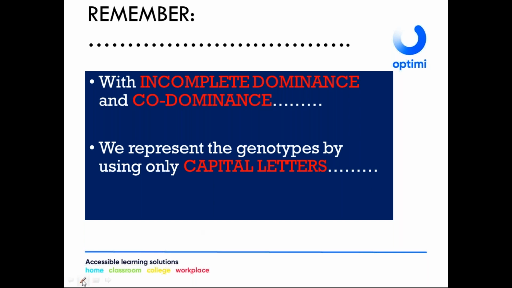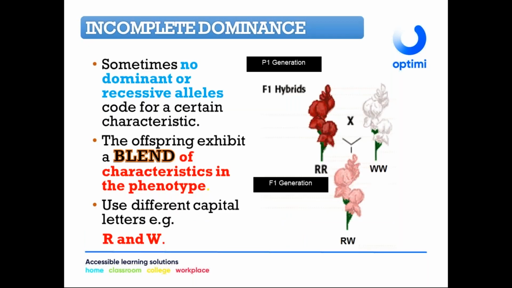This means if we were looking at a red plant with a white plant, then we would use both capital letters but with different letters. We only do this with incomplete dominance and codominance. We use capital letters only to represent the genotypes. Let's look at incomplete dominance.